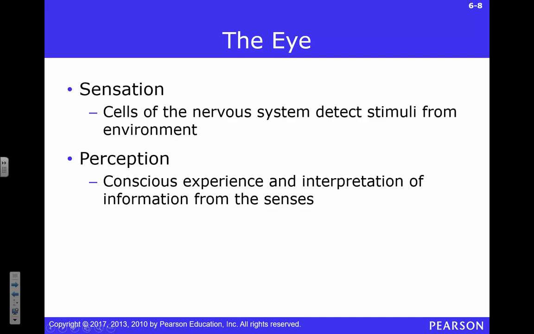All right, so the first thing we want to do is set up a couple definitions. We want to talk about sensation and we want to talk about perception. These are two different processes, okay? Sensation is really just the cells of your nervous system detecting a stimulus from somewhere in the environment, right? So in this case, we're thinking about your eyes, we're thinking about your retina. You've got photoreceptors that are collecting bits of light, and they're going to respond to that in some way, right? So they're going to take that light information, and they're going to convert that into an electrical signal.